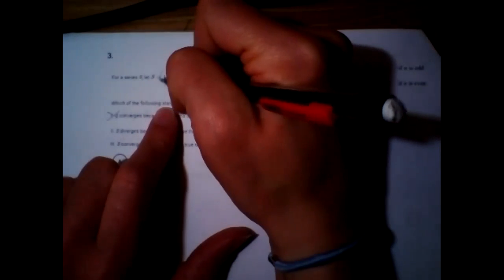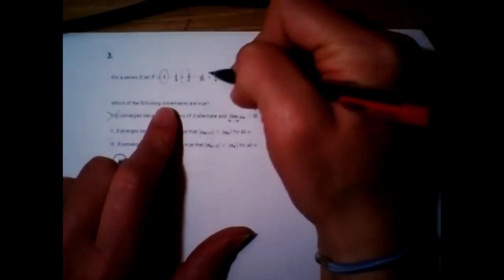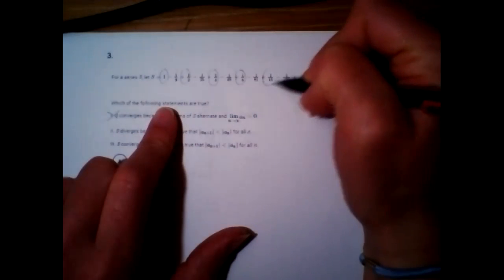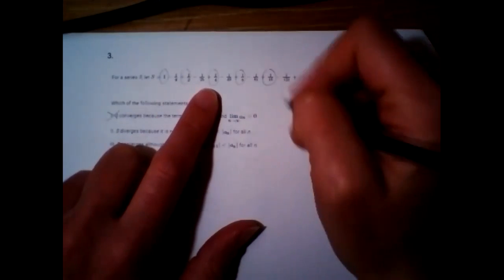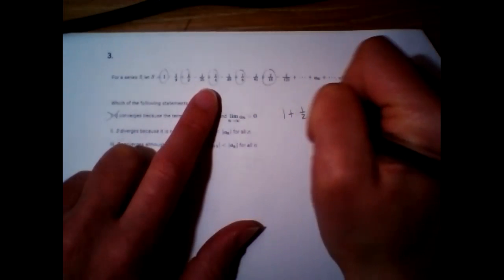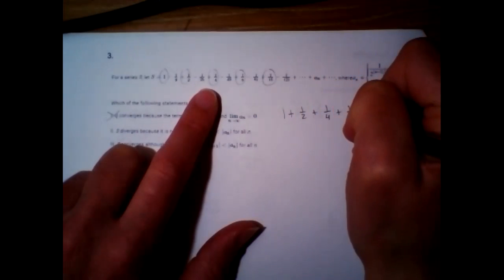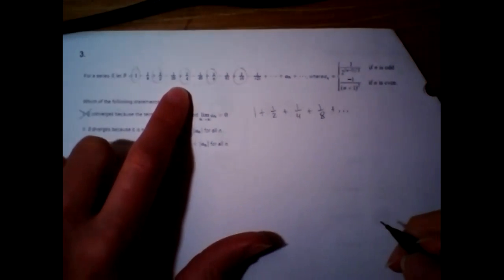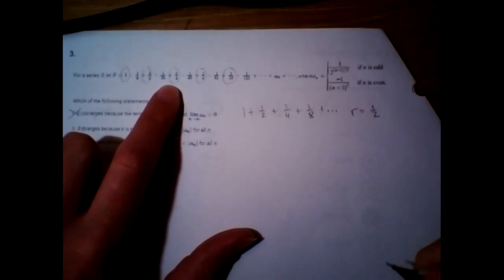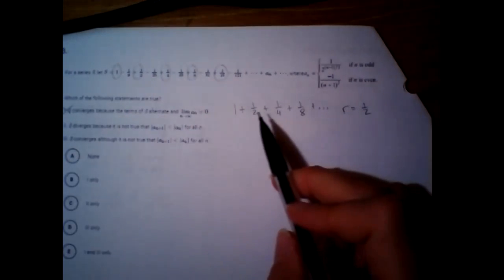So let's look at every other term. Here we have 1 plus a half plus a fourth plus an eighth, so on and so forth. Here, let me just go ahead and write that out. So that is geometric, and r is a half. So let me throw a question at you guys. Since r is a half, and just by typing in the chat, does that mean that this is going to converge or diverge if r is 1/2?